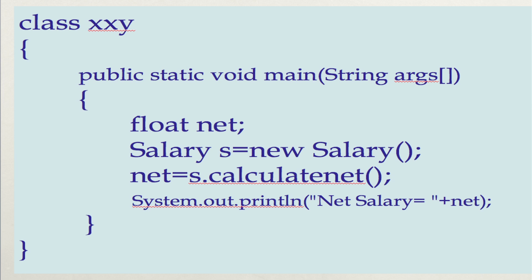In this other class we have public static void main, String args, and inside this main function we first define a variable, float net. Then we define the object of the Salary class: Salary s equals new Salary. As we write new Salary, this new Salary will execute the Salary constructor. You have to remember this thing: when we write new Salary, it executes the constructor Salary.